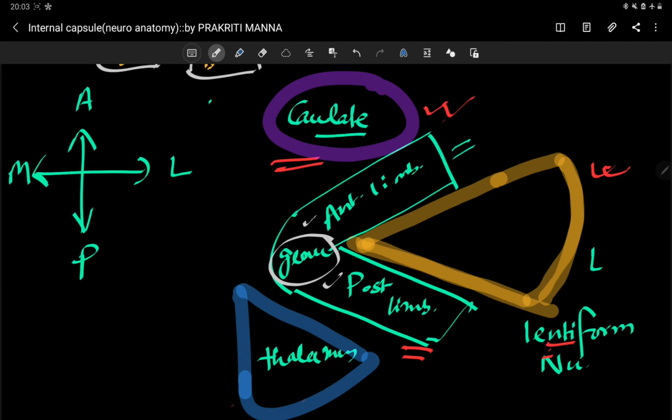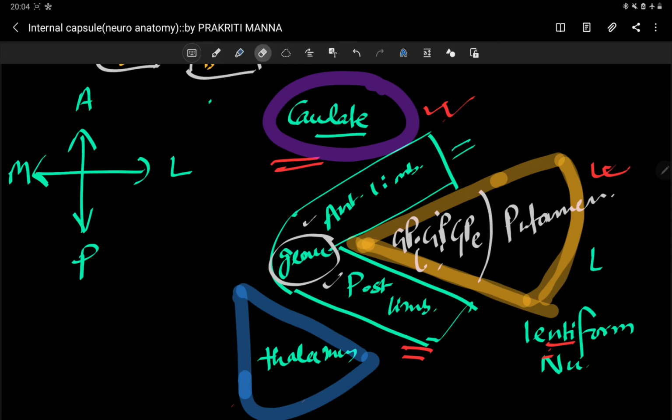Lentiform nucleus is further divided into two parts: outermost putamen and the innermost globus pallidus. Globus pallidus is further divided into globus pallidus interna and globus pallidus externa. I am writing globus pallidus GPI for interna and globus pallidus externa GPE. All right. So this is about the location of internal capsule.